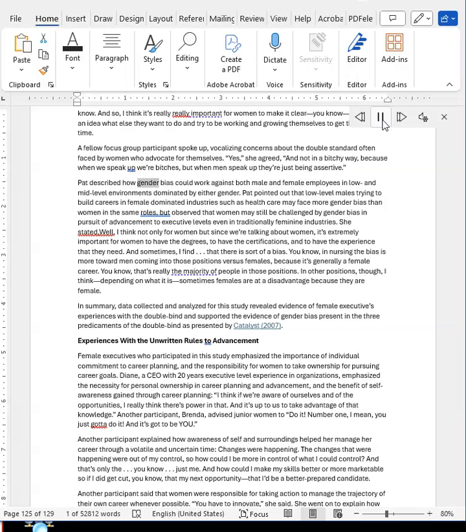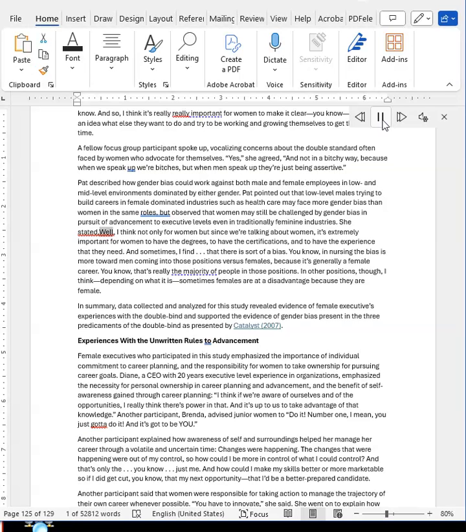Pat described how gender bias could work against both male and female employees in low and mid-level environments dominated by either gender. Pat pointed out that low-level males trying to build careers in female-dominated industries, such as healthcare, may face more gender bias than women in the same roles, but observed that women may still be challenged by gender bias in pursuit of advancement to executive levels even in traditionally feminine industries.